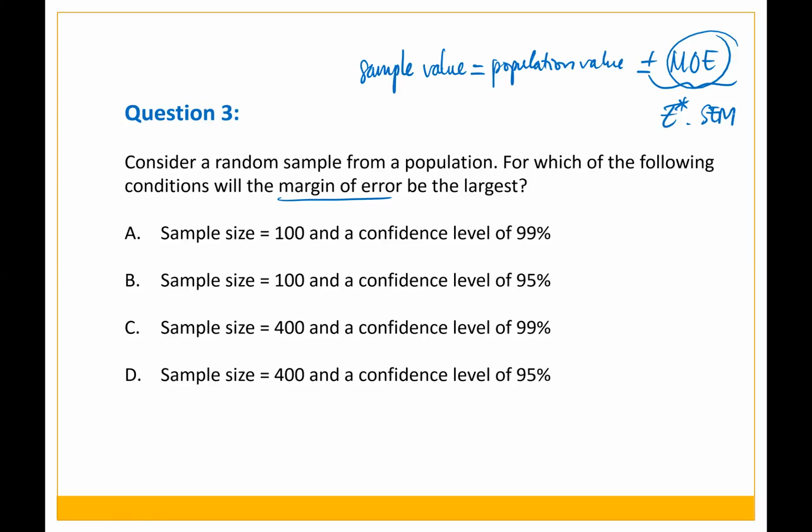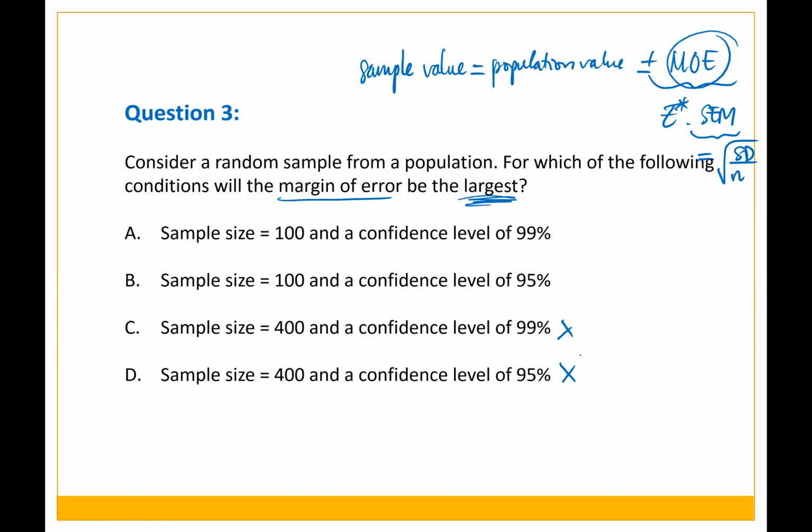When you have the largest, it needs Z star multiplied by SEM to be maximum. And so when we think about each of them individually, SEM is the square root of standard deviation divided by N. So if we want SEM to be large, we need the sample size to be small. And so it can only be A or B. So C and D are not right because of the bigger sample size.